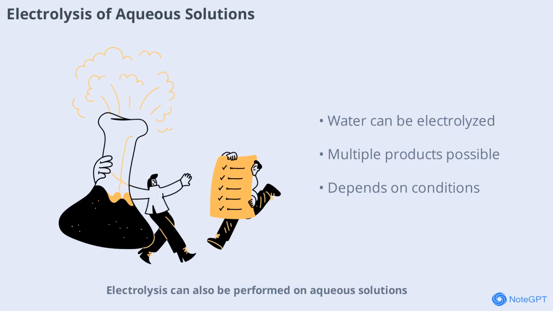Electrolysis can also be performed on aqueous solutions, where water is present along with the dissolved compound. In such cases, both the ions from the compound and water can undergo electrolysis, leading to a variety of possible products. For instance, electrolyzing aqueous copper sulfate produces copper at the cathode and oxygen at the anode. The presence of water adds complexity, as it can be reduced or oxidized depending on the conditions.